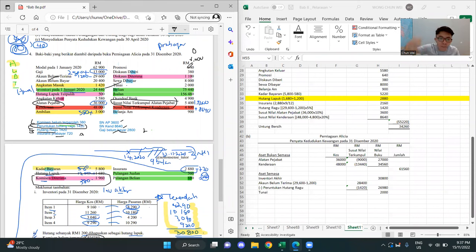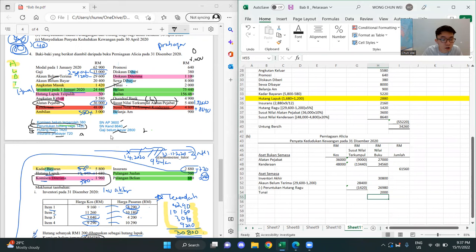You are overdrawing money from your bank. All right, so it becomes a liability. Because why? Because now you have to pay back the bank 6,000 ringgit. You sekarang hutang kepada the bank. That's why once it becomes a hutang, it is a liability. All right? So this one later I have to record in the liability. Then what else do we have to record in the SSM?